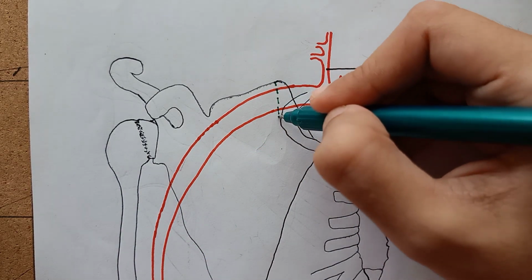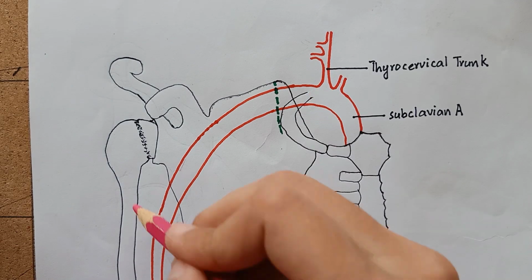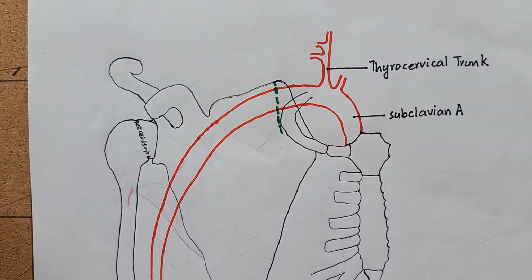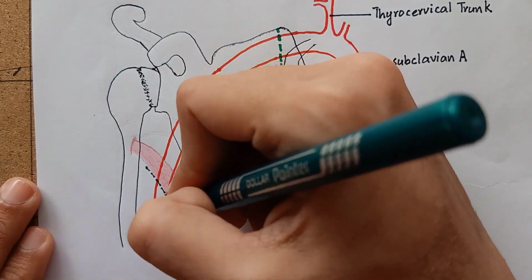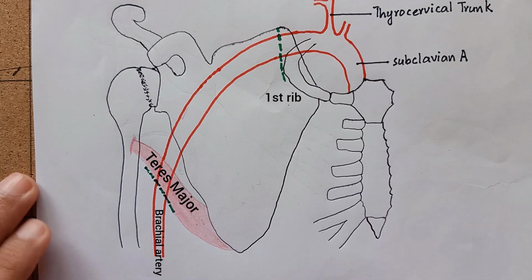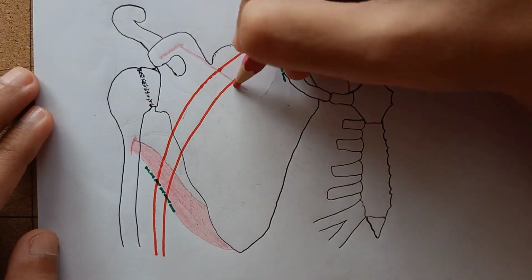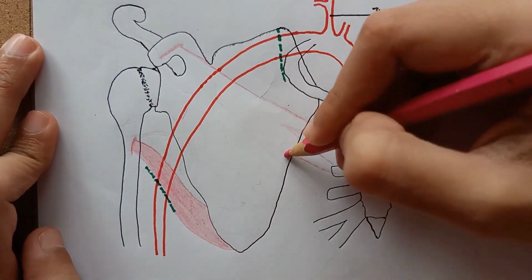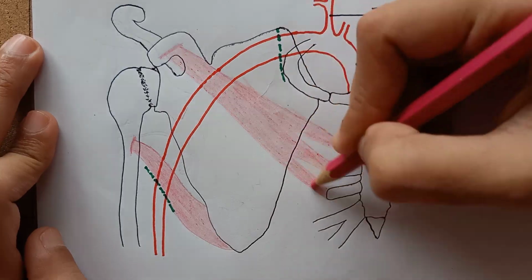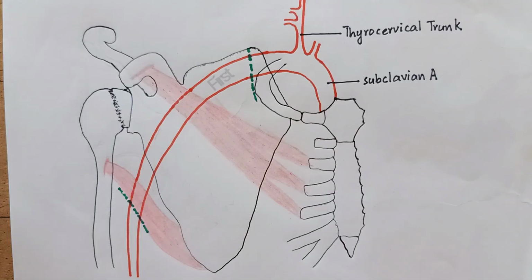The portion of this artery that lies between the outer border of first rib to the lower border of teres major muscle is called axillary artery. And from this point onwards, it continues as brachial artery in the arm. The axillary artery is crossed by pectoralis minor muscle, which divides it into three parts. First part that lies proximal to the muscle, second part that lies posterior to the muscle, and third part that lies distal to the muscle.